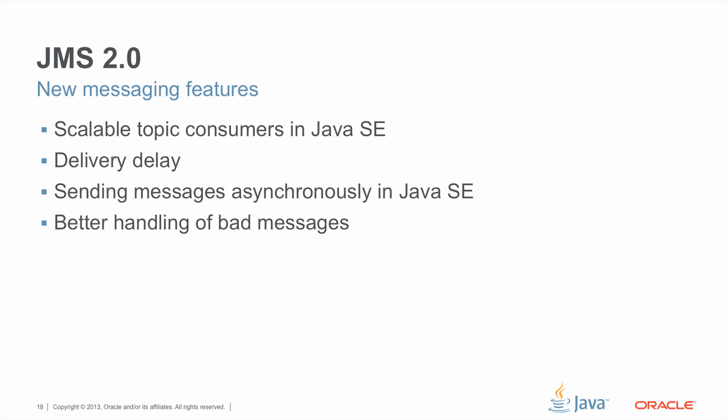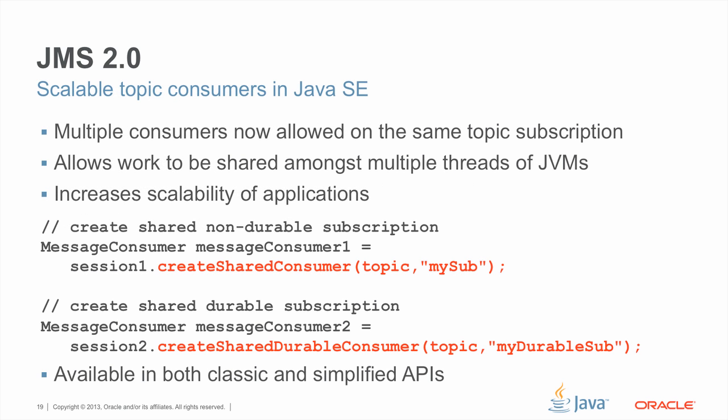But before we finish, I'd just like to mention 4 of the new messaging features which we've added to JMS 2.0 in response to community requests. The first new messaging feature is provided for applications which consume messages from a topic and is particularly aimed at those which run in the Java SE environment rather than in an app server.